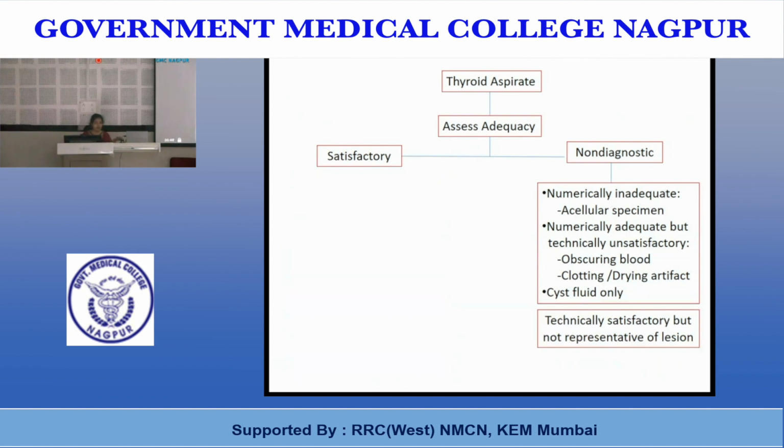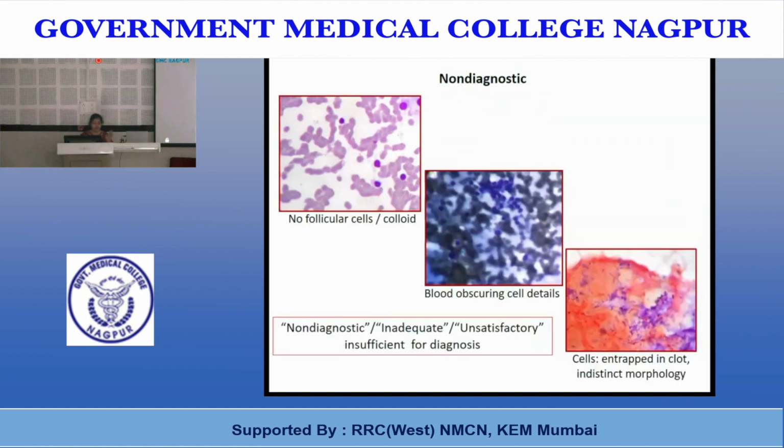Now coming to the non-diagnostic, it can be numerically inadequate. If it is acellular, no question, it is non-diagnostic. Sometimes it can be numerically adequate but technically unsatisfactory. Sometimes it can be technically satisfactory, numerically adequate but not representative. So in this first case, no follicular cells, no colloid, inadequate, non-diagnostic, no problem.